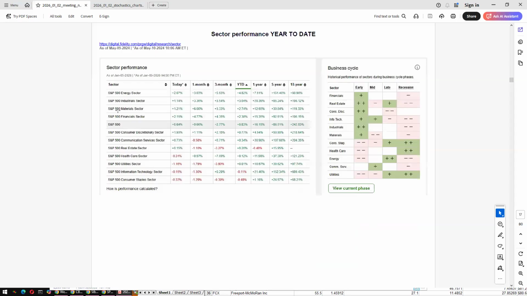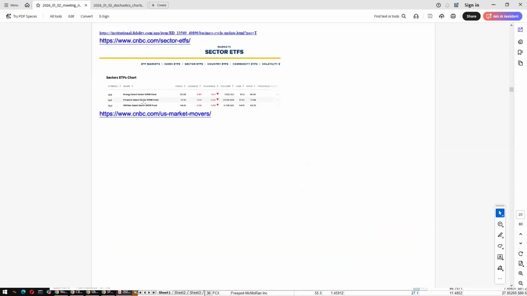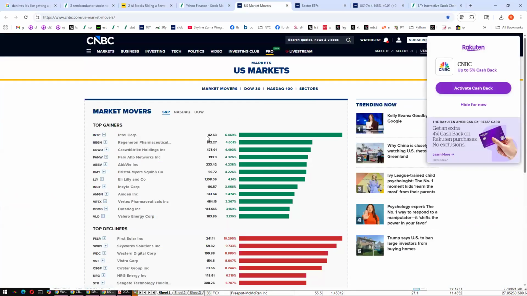All right, let's look at some of the stocks going up and down today. You can see Intel is going up. This is one of the best performers last year, actually.